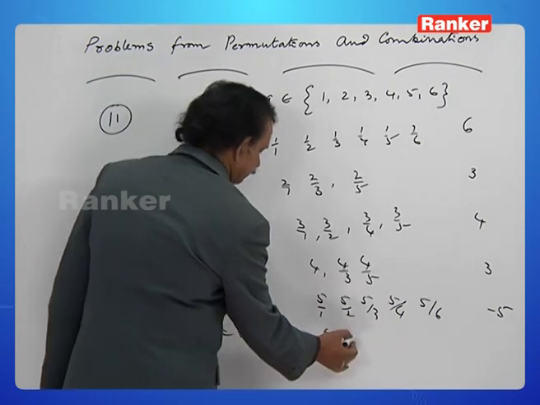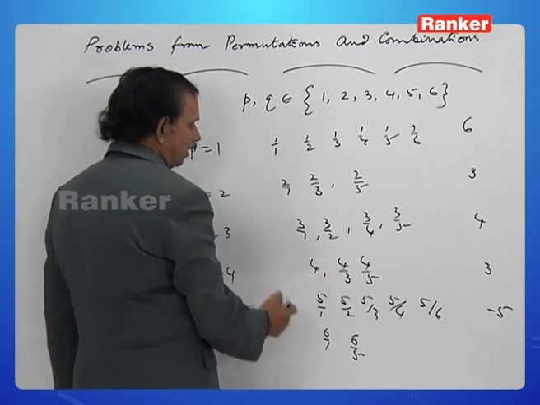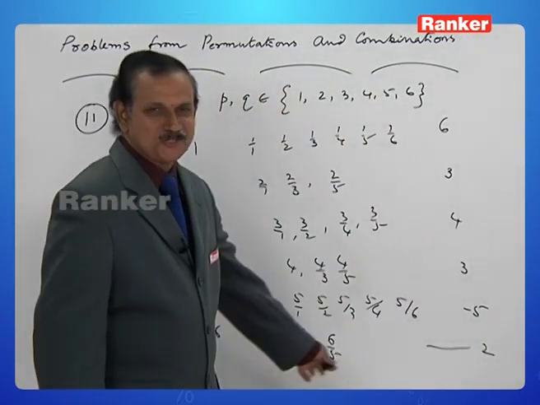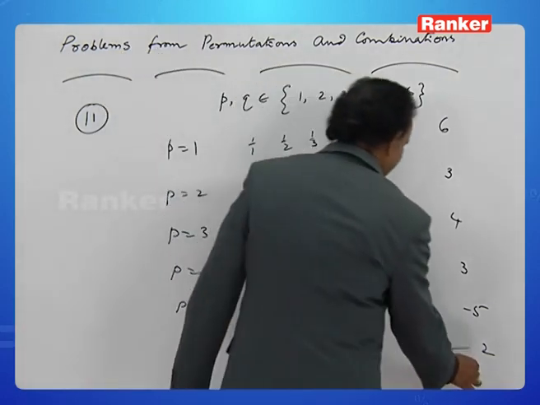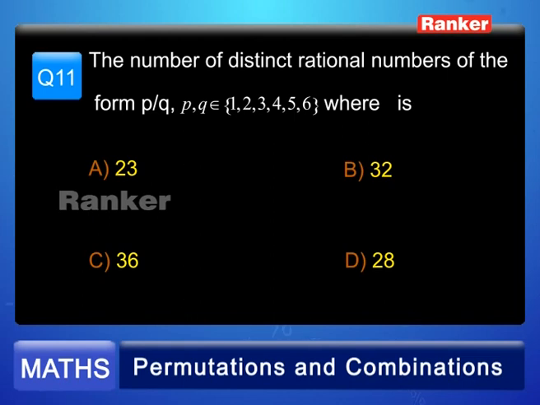6 by 5, okay. 6 by 6, no. 6 by 6 is 1, already counted. So it is 6 by 1 and 6 by 5. 2 are in number. Therefore, all together, these are 23. Therefore, what is the right option? 23 is the right option. Option A is the right option.